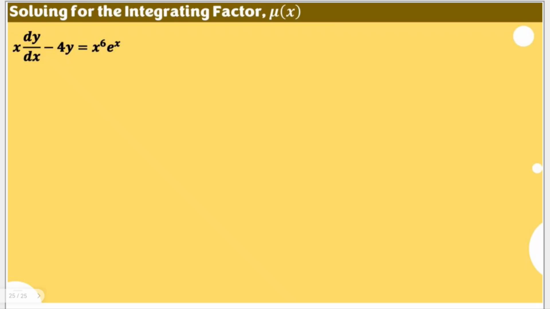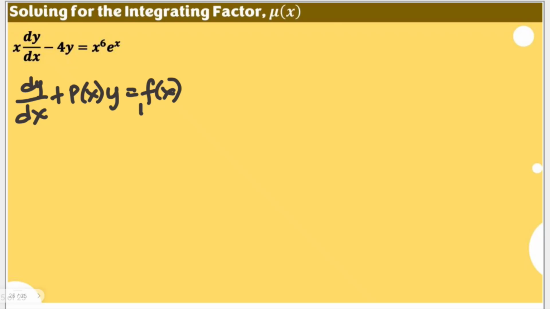To solve for the integrating factor, it's very important that we structure our linear equation in its standard form. The standard form of a linear equation is in this form: the first order derivative of y with respect to x plus a certain function p of x times y is equal to f of x. Now f of x here clearly should only contain a variable of x for a linear equation. And this function here, p of x paired with our variable y, is also very important because that is what we'll be using in solving for the integrating factor.